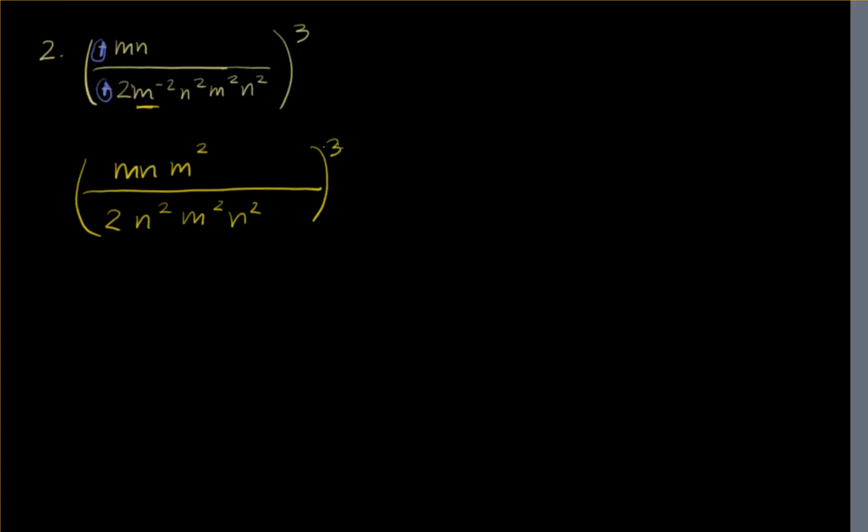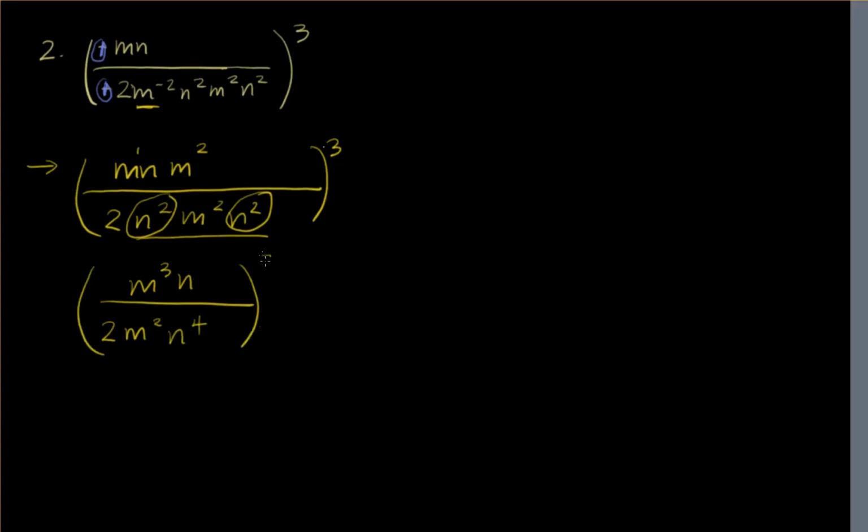Okay, now I'm going to simplify everything in the numerator. I see there's an m to the 1 and an m to the 2, so I'm going to add those exponents, so I have an m to the third. And the n just stays, so we have a 2 here, nothing else to multiply it with, but I have an m to the second. There's no other common base, but we have an n to the second and an n to the second, so that is an n to the fourth.